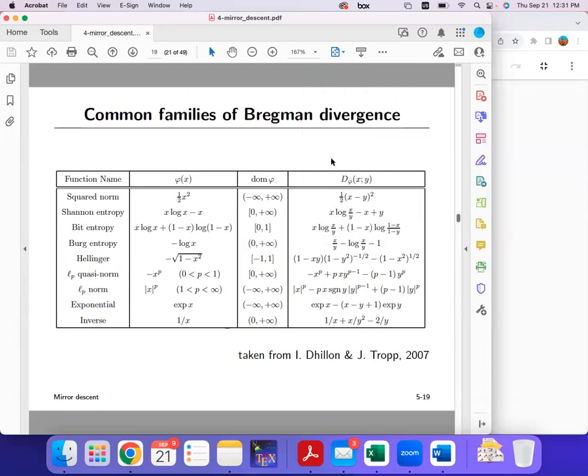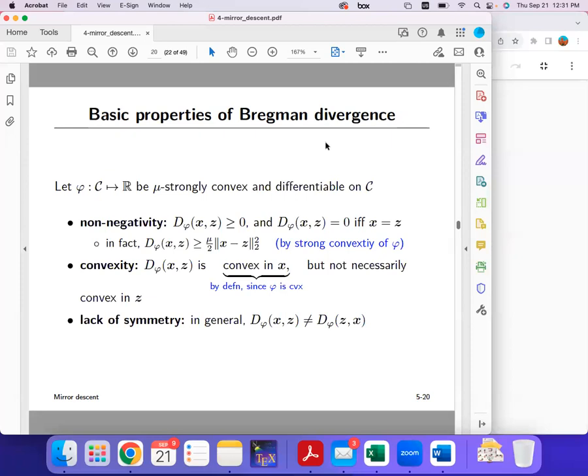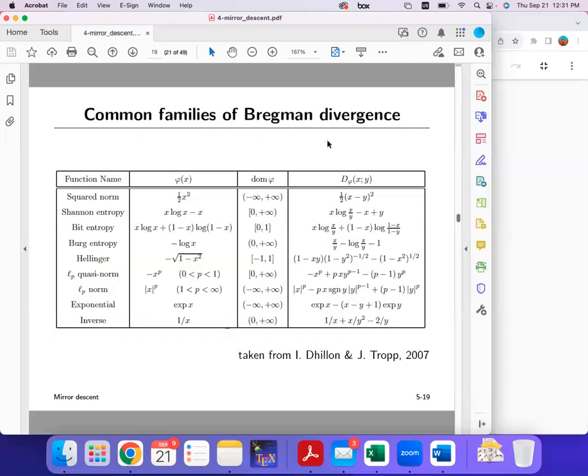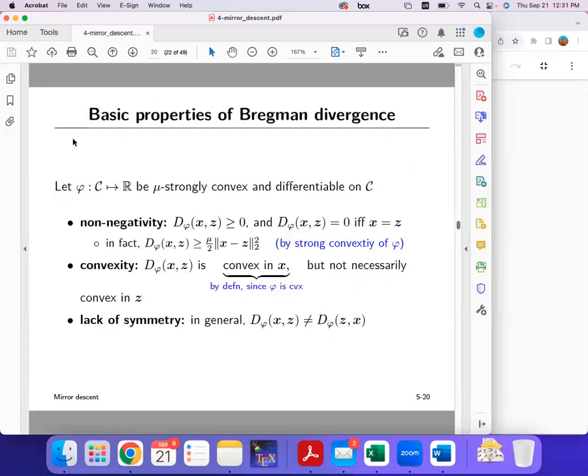And the key question for mirror descent algorithms is that for a specific problem, we need to pick a proper phi. We need to pick a proper divergence function that fits the geometry. Later on, we will show some examples to illustrate this idea. But now let's continue the discussion on Bregman divergence.